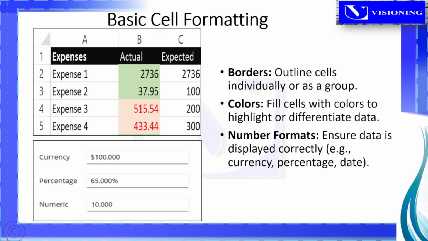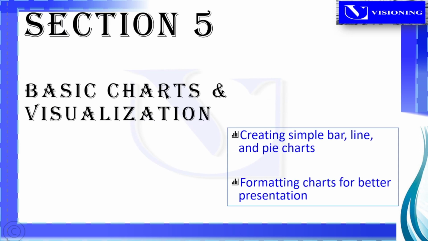With the basic cell formatting, this one entails borders, where we outline cells individually or as a group. We also look at colors, where we fill cells with colors to highlight or differentiate data. And we will look at the number format, as we've already done some with the date. Yes, so we will look at that shortly.